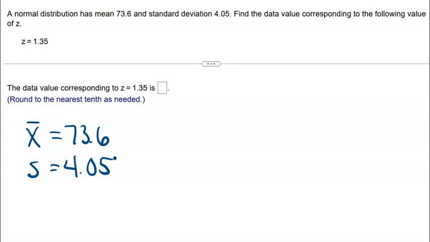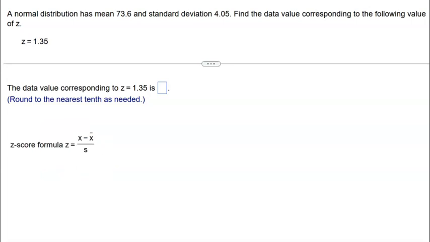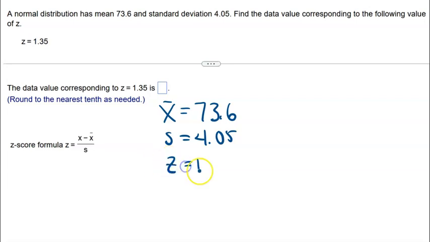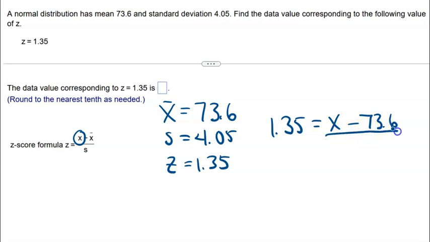Now remember, we have a formula. I have it on this page for you. So remember, we have X bar is 73.6, and standard deviation is 4.05, and we have a z-score. Z is equal to 1.35. Your data value is that guy right there. It's X. It's what we're missing. So just fill in. You got 1.35 is equal to X minus X bar, which is 73.6, divided by S, which is 4.05.